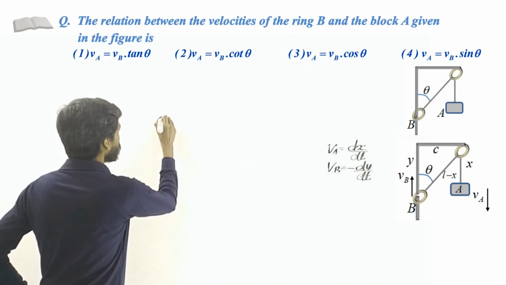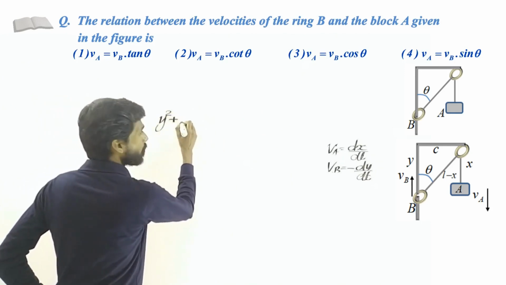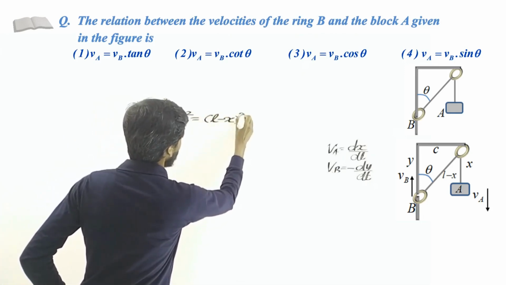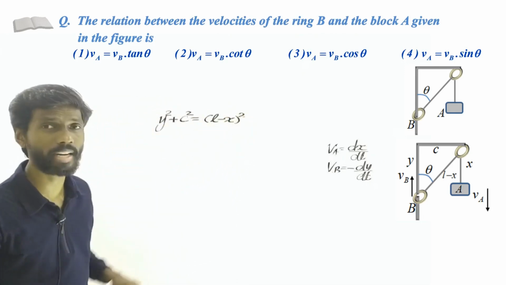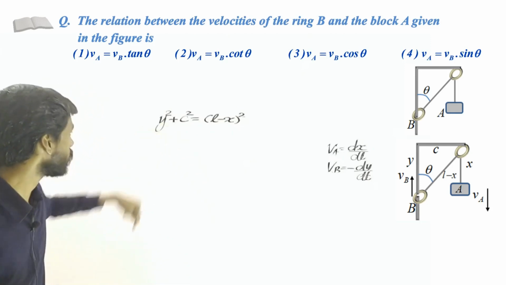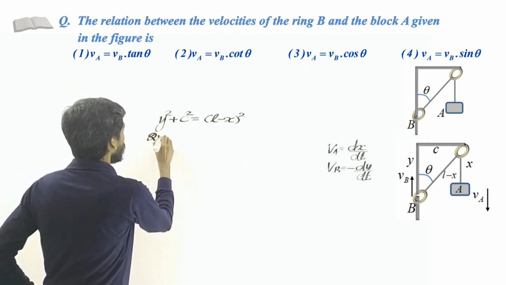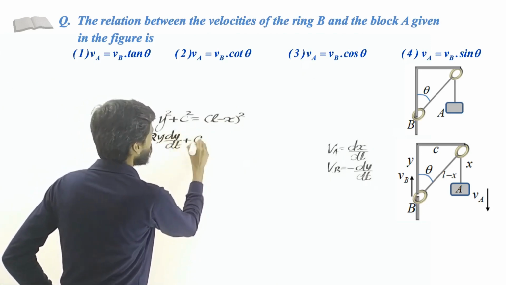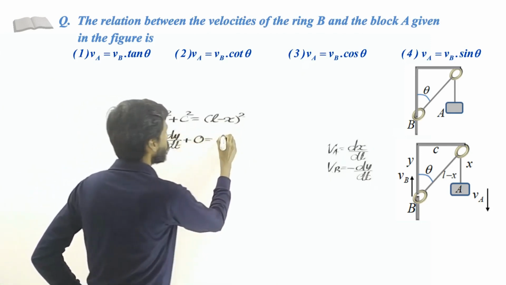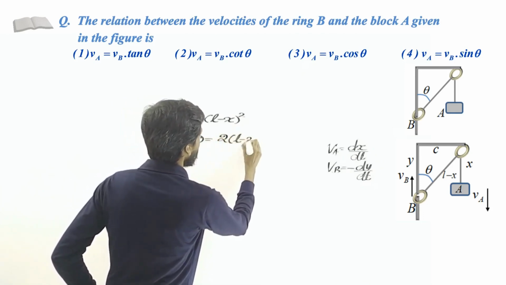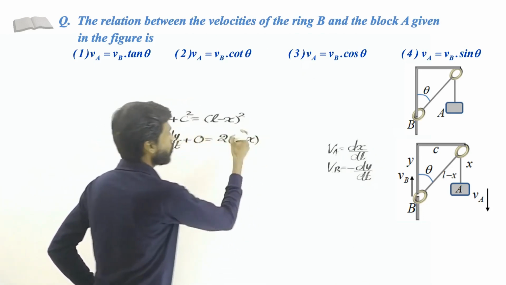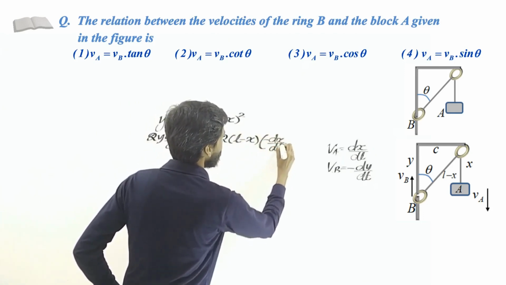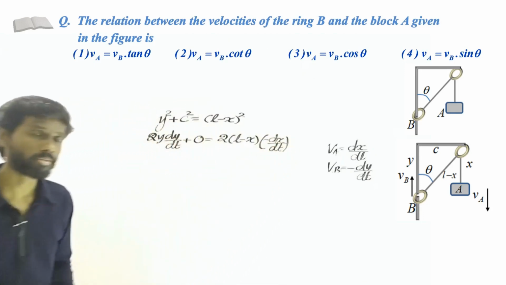So y square plus c square equals L minus x square, right? In that right angle triangle we have this relation. Now differentiate this. So 2y dy by dt plus, c being a constant, 0, equals 2 multiplied by L minus x, and its derivative, L being constant, is minus dx divided by dt. Okay, so that is the relation.